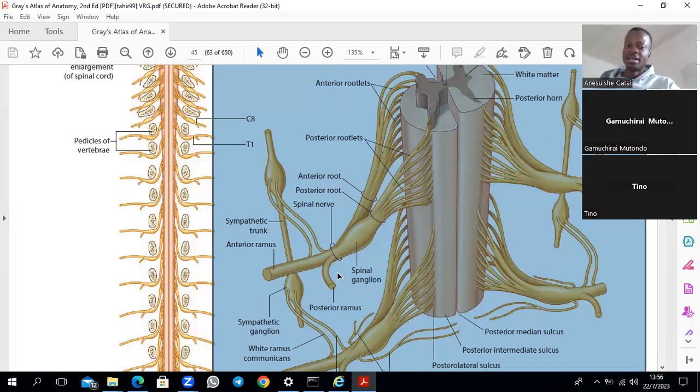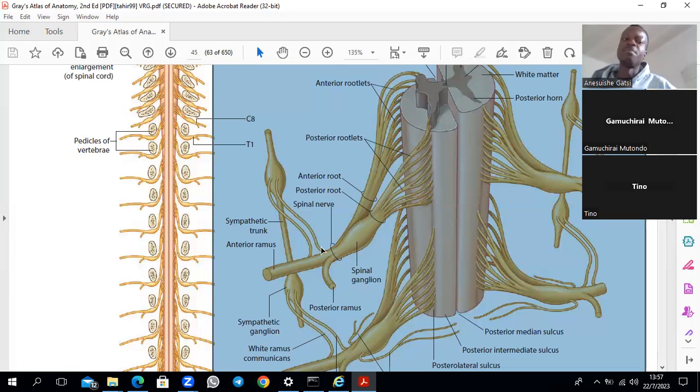And then the posterior rootlets, maybe this you know when you're doing neuro, but the posterior rootlets, before they enter the spinal cord, they synapse in this that we call the dorsal root ganglion. This structure here, the spinal ganglion. In layman terms, a ganglion is just a collection of cell bodies outside the central nervous system, versus what we call a nucleus, which is a collection of cell bodies inside the central nervous system, which is inside the spinal cord, the brainstem, and the likes. Right? So that's a spinal nerve.